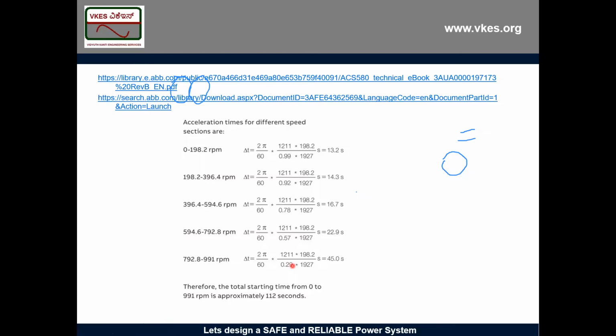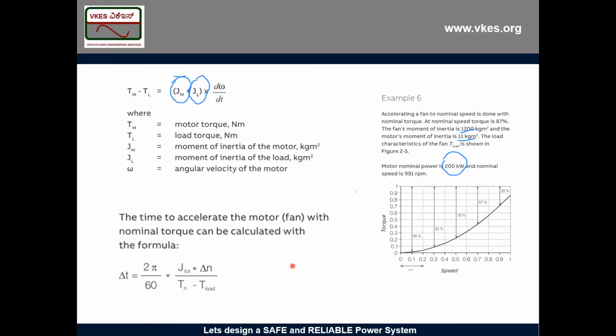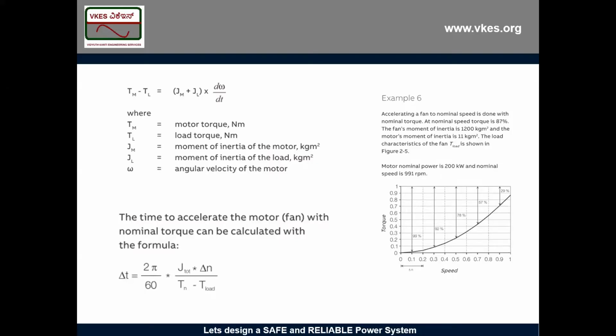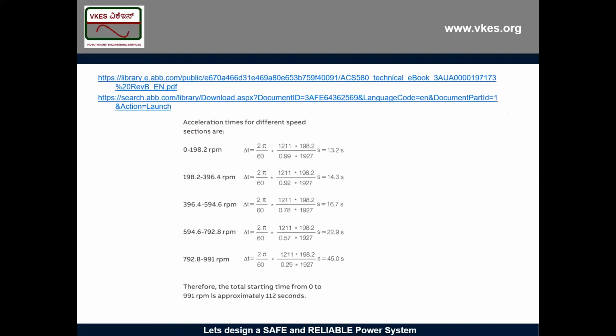So then 1211 is from adding the inertias. 198.2 is the value that we get. Can you come back to the previous equation, sir? See, 198.2, I will tell you. See here, the total RPM. What is the RPM of this motor? 991. The RPM of the motor is 991. So 991 divided by 5 is how much? 991 divided by pi.